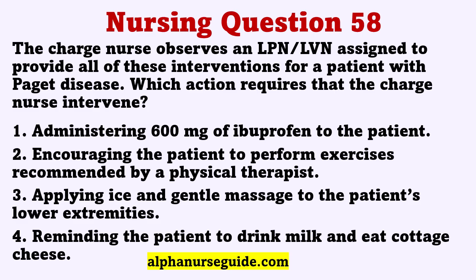The correct answer is 3. Applying ice and gentle massage to the patient's lower extremities. Rationale: applying heat, not ice, is the appropriate measure to help reduce the patient's pain. Ibuprofen is useful to manage mild to moderate pain. Exercise prescribed by a physical therapist would be non-impact in nature and provide strengthening for the patient. A diet rich in calcium promotes bone health.